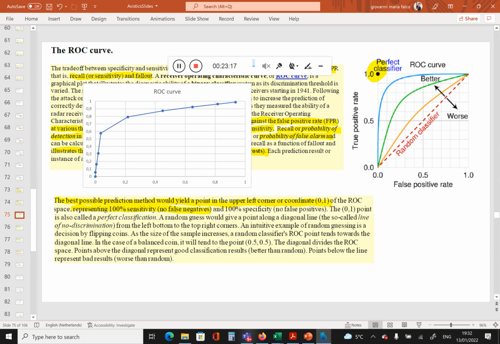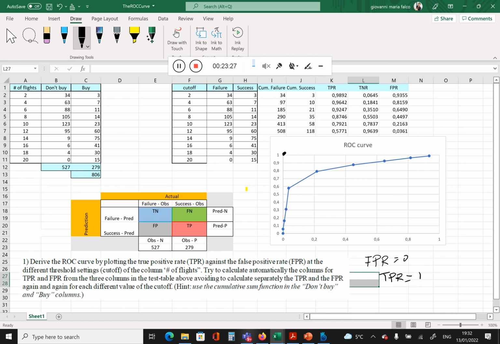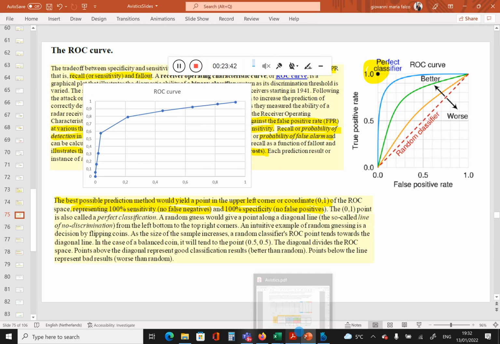But we must also have 100% specificity. So at this point we have no false positives, because as we can see, if the false positive is 0, it means that here basically the false positive must be 0, because the false positive rate is calculated along this column. Okay, so basically this is why this point (0, 1) is the perfect classifier.